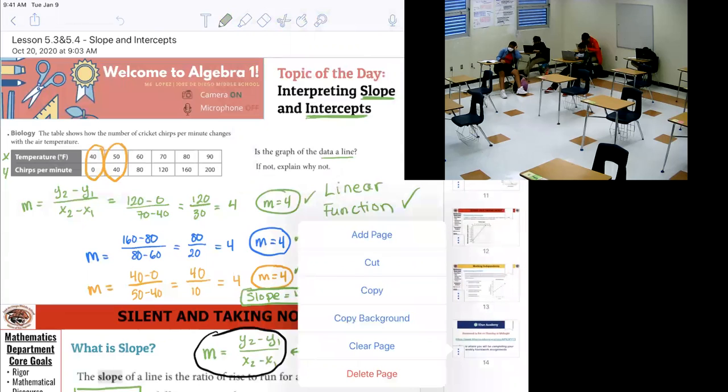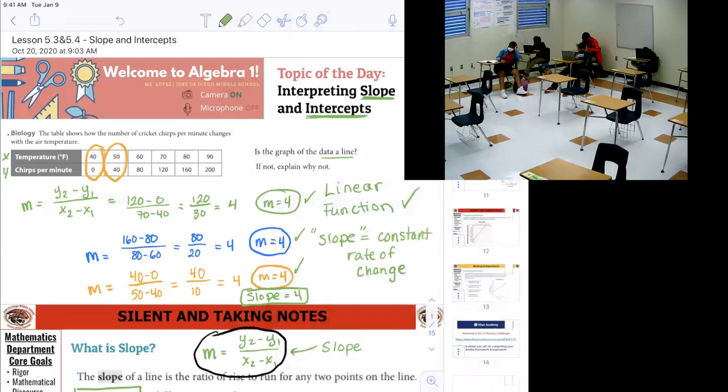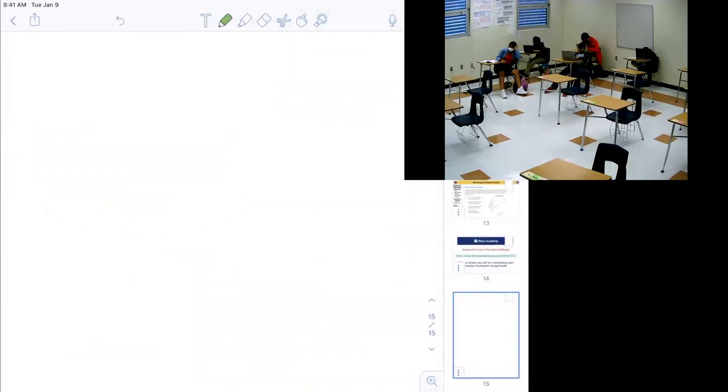There we go, add page. Okay, so I'm going to quickly draw something that has helped me to remember which one is which. It's kind of silly, so you can use it if you like it, but you can copy this down onto your notebook. It's a fun way to just remember this.